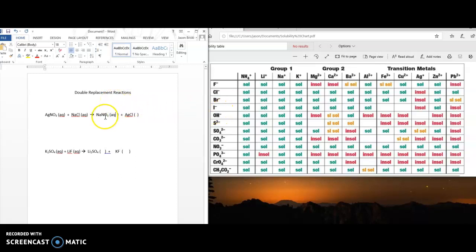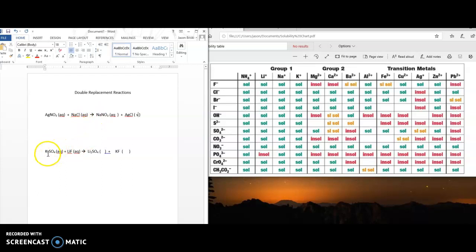Now we next need to look up silver chloride. So here's silver, there's chloride, it's insoluble. So we're going to put an S. So the reaction between silver nitrate and sodium chloride will produce a solid, so it is a successful reaction.